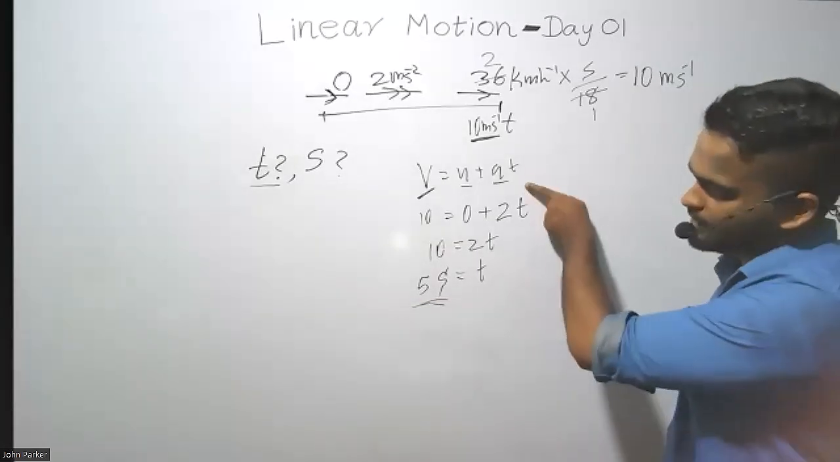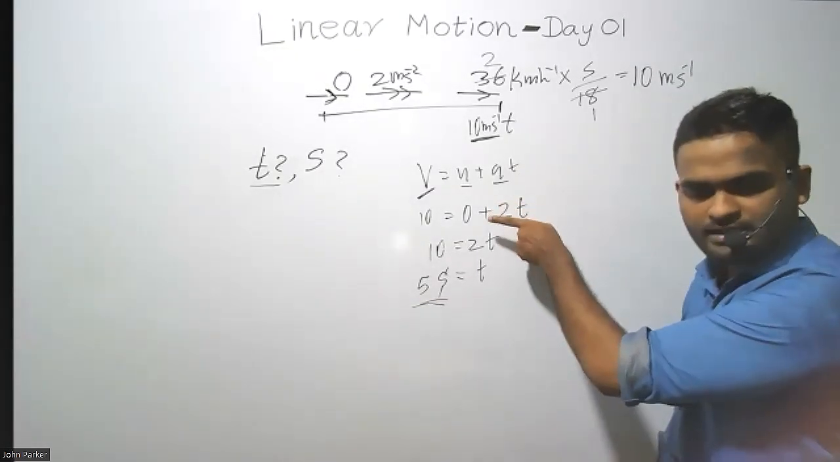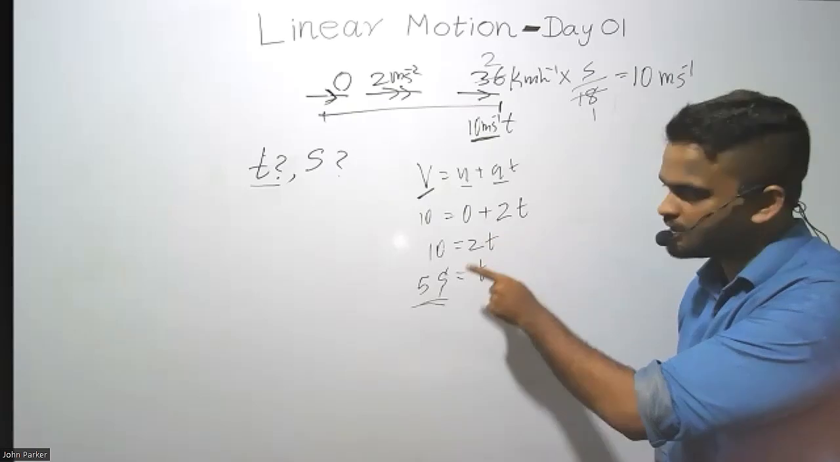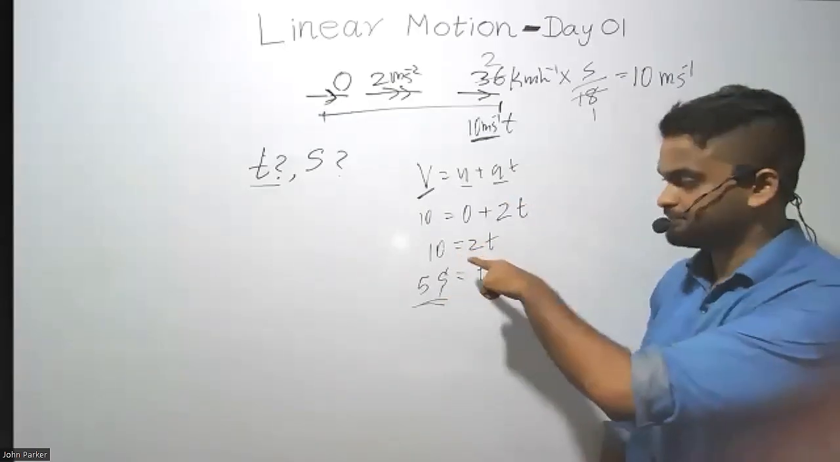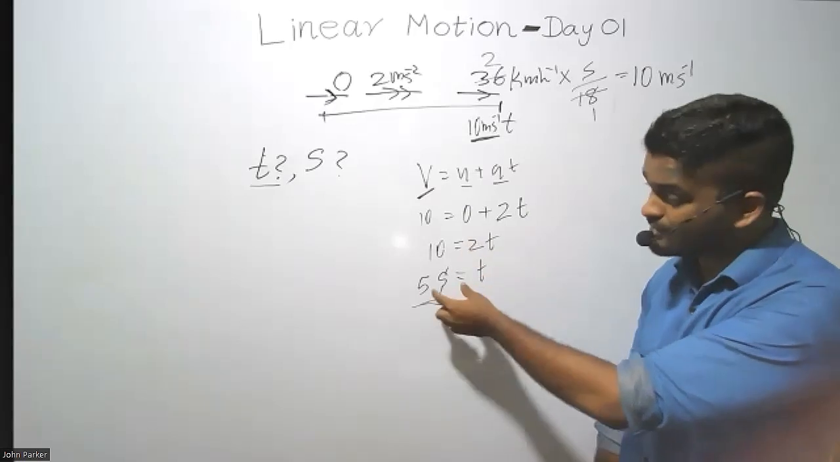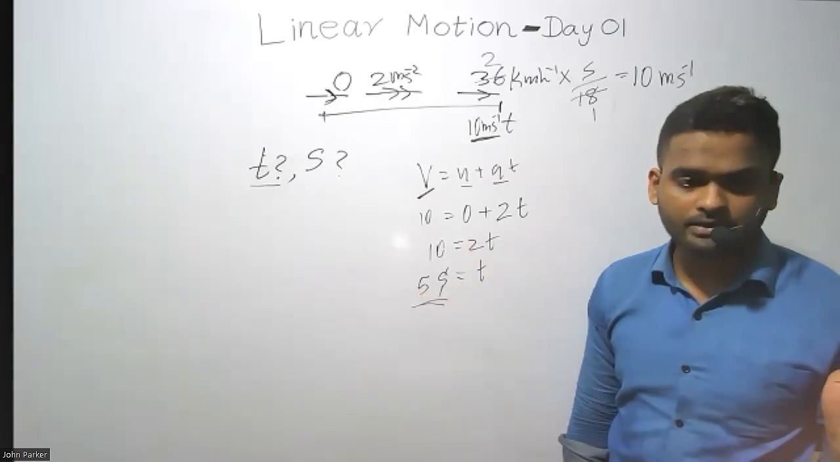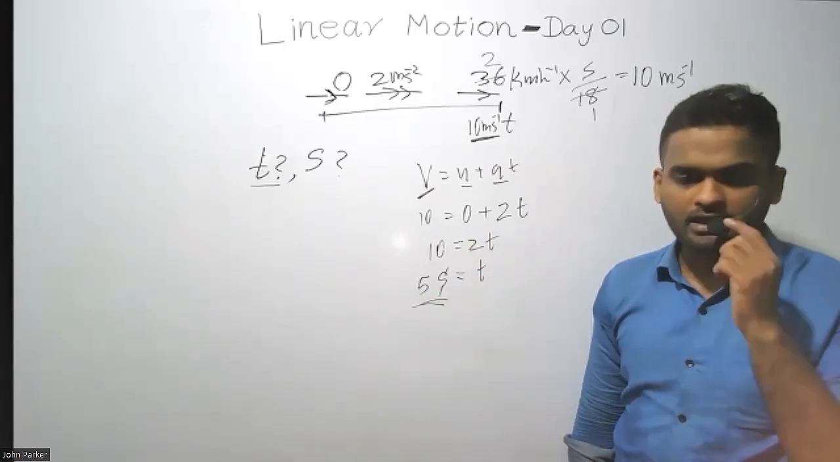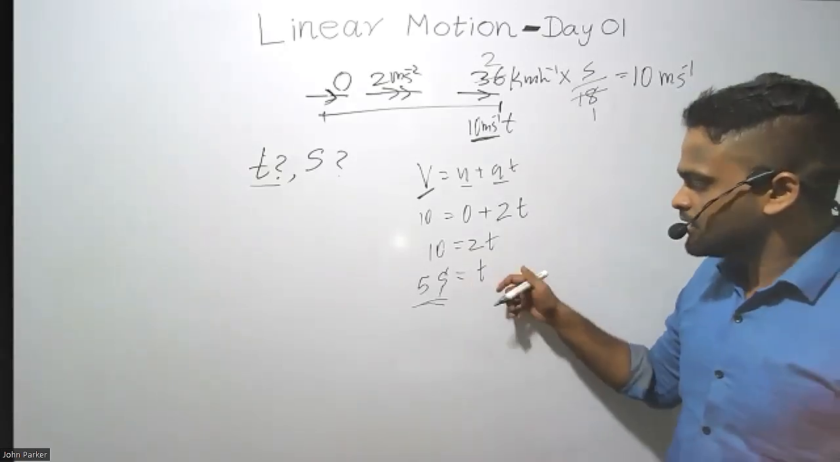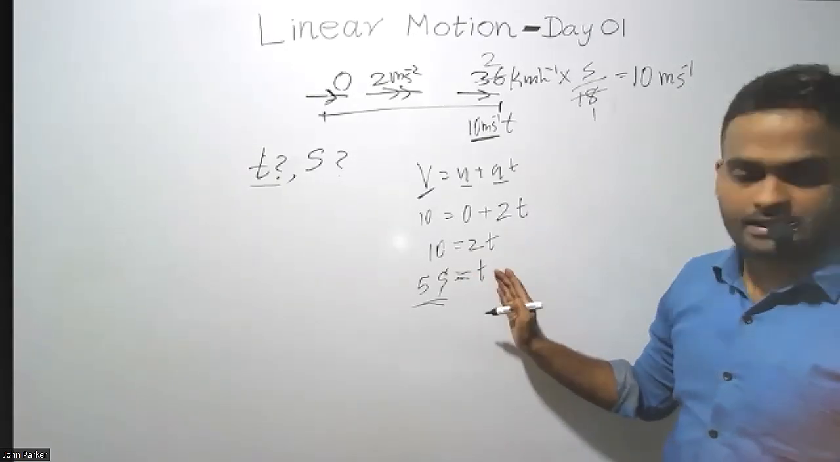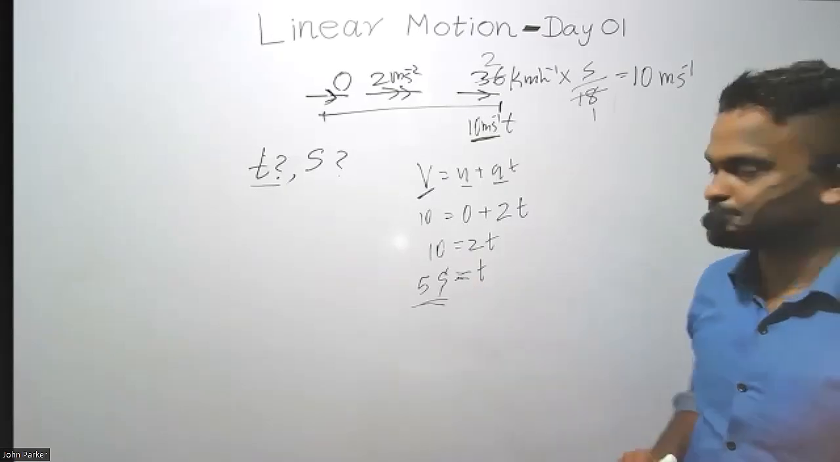You don't have to apply units while you are simplifying. In chemistry you have to apply units, but in physics you don't have to. But for the final answer you must apply units, otherwise they won't give you any marks. Okay, so time is just 5 seconds.